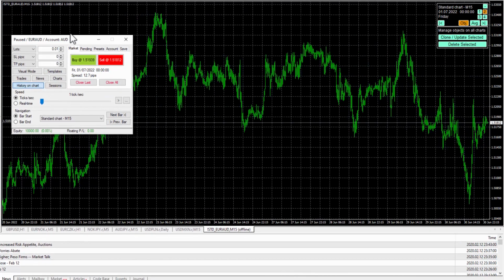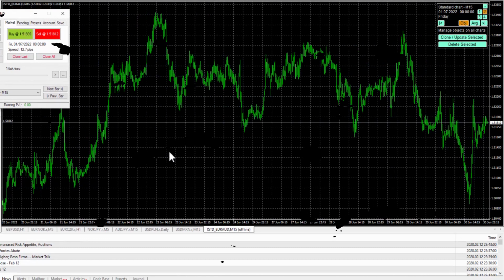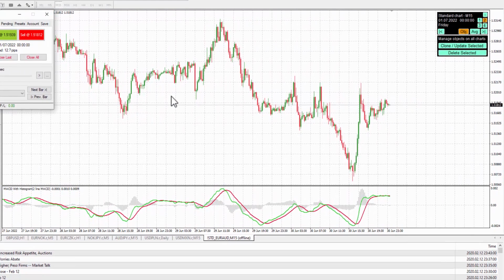Now I need to format it to show my MACD indicator. Okay, and here we are. So I'm using 15-minute charts. The chart is standard, not adding anything to the main chart. And here's my MACD indicator with the histogram and the 2 lines. So let's get started.